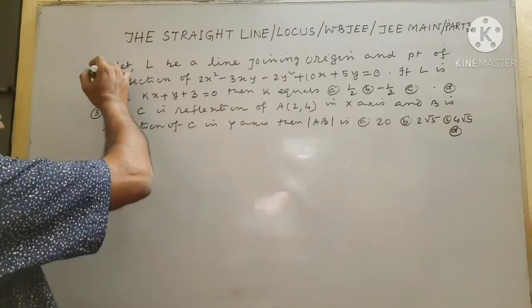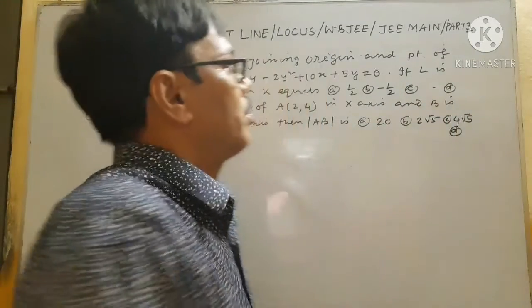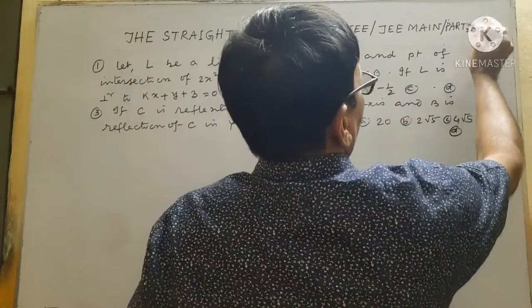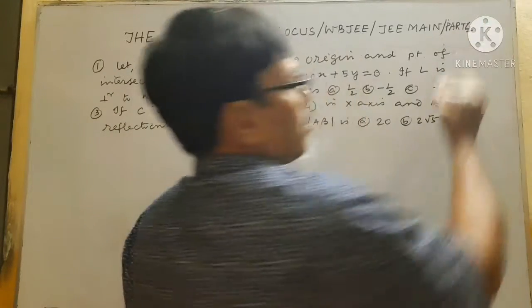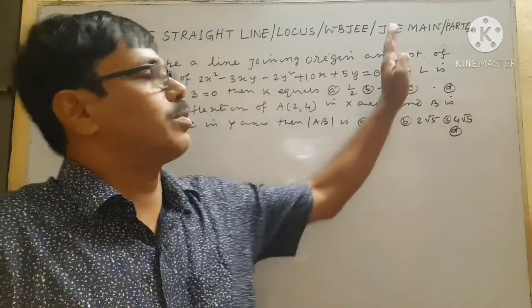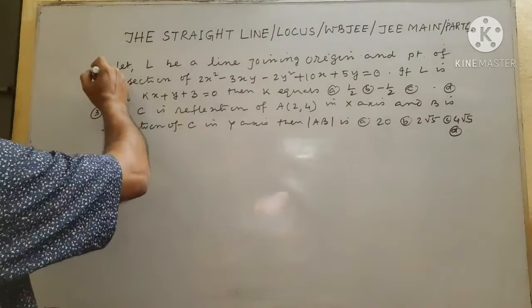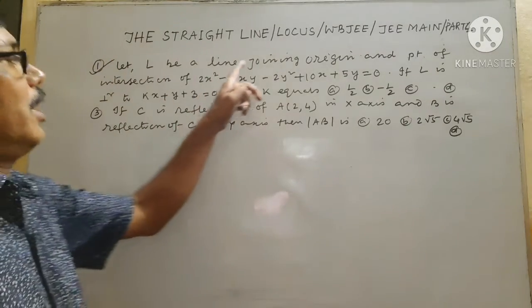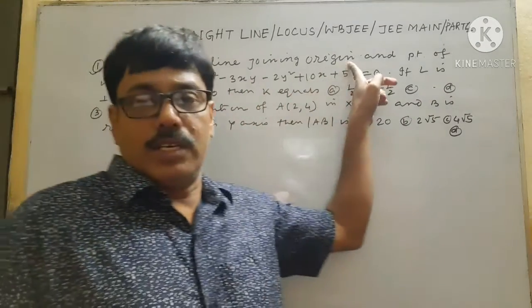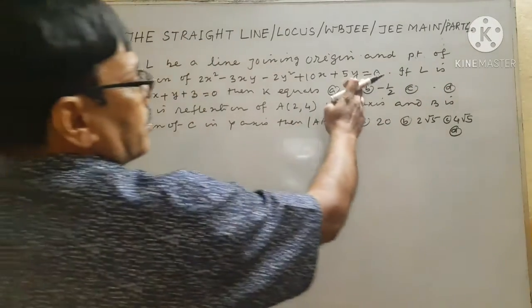So look, this is part 4. I have already taken 3 classes. This is for part 4. So problem number 1. Let L be a line joining the origin and the point of intersection of this.